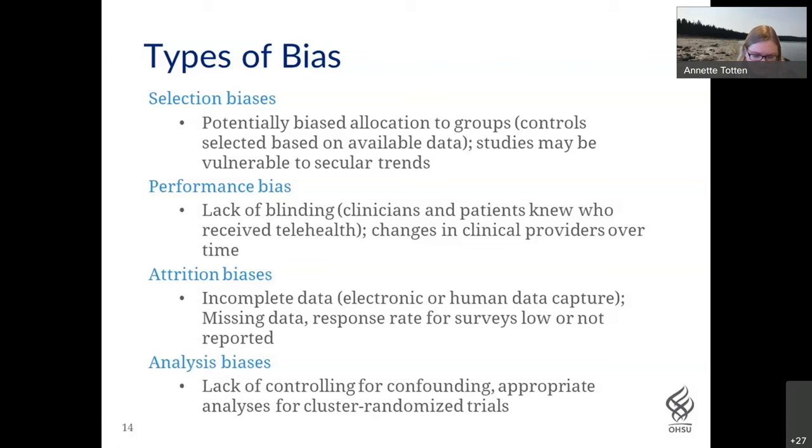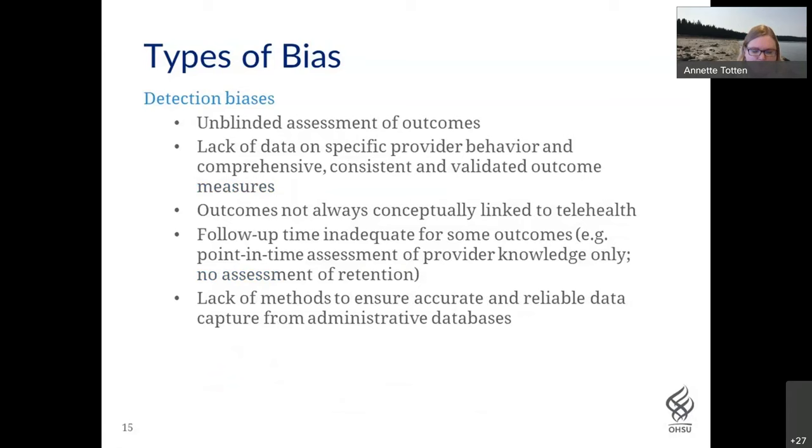And then detection bias, what we can and can't measure. Like I said, I'm not going to delve into these a lot, but in the report, what we did is we tried to map the types of biases to some of the issues that we saw in the studies. If you go to the next slide.